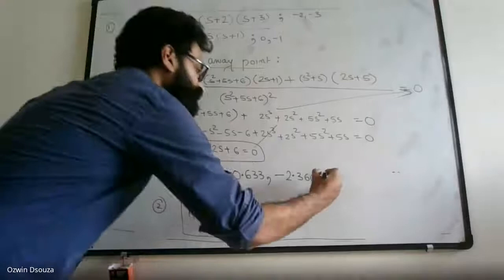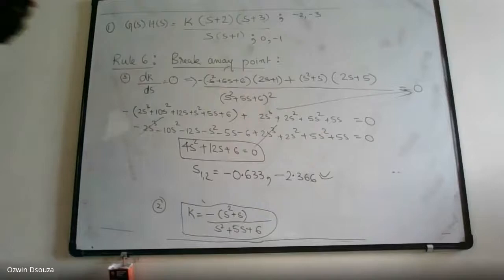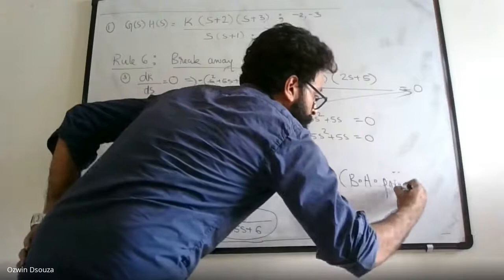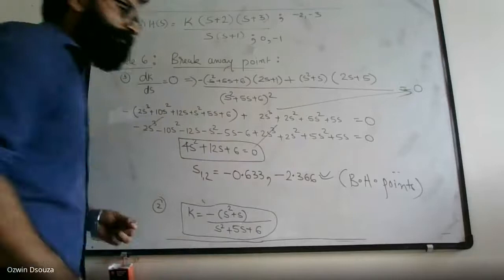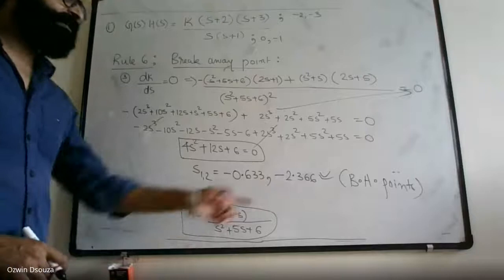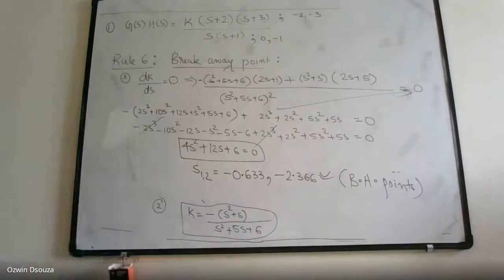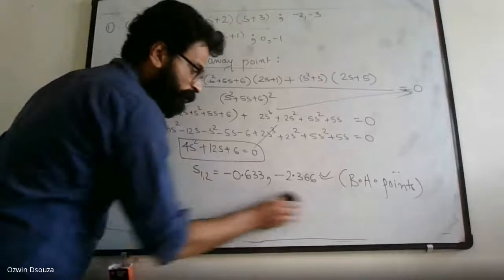These are the roots of the dK by dS equation. And these roots are nothing but breakaway points. Now you have got two roots. Whether these two roots are valid or not, how are we going to check? By checking its validity by applying rule number 3. So apply rule number 3 and check whether these two roots are falling in the root locus section or they are falling in the NRL section.